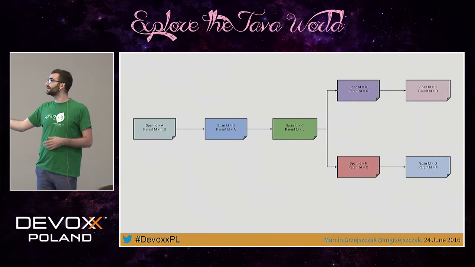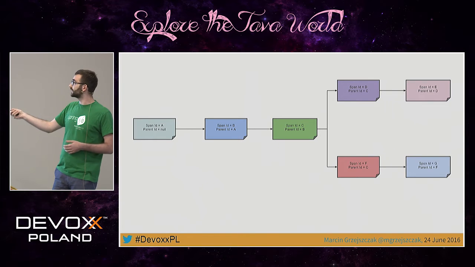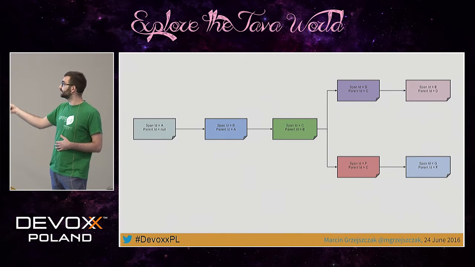So the first span doesn't have a parent. B is the child of A, C is a child of B. And here you can see that we have 1 parent span and 2 children.